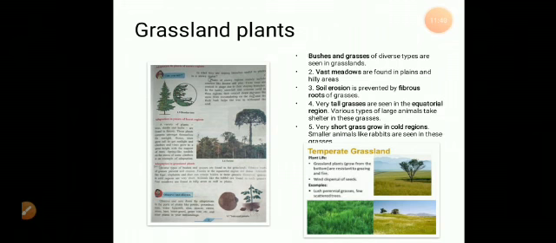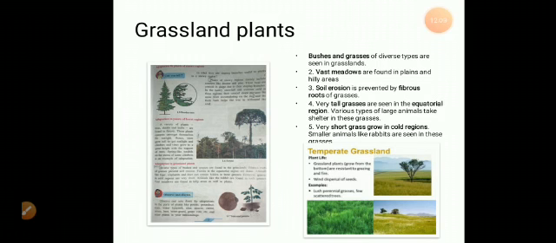Let us see adaptation in grasslands. Adaptation in grassland plants. So, in the grasslands, we have a variety of bushes and grasses. Now, the fibrous roots of these grasses prevent soil erosion, which is very important. Now, forests in the equatorial regions are dense. So, animals like the tiger, the elephants, and the deer can remain hidden in these grasses.